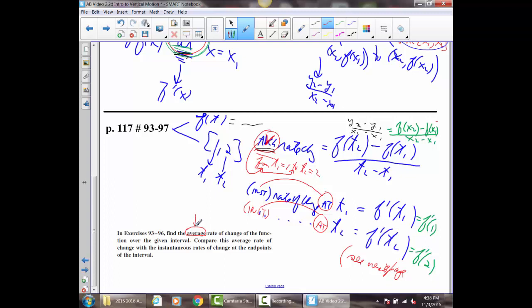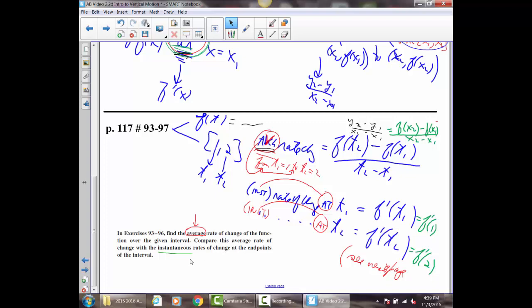The other reason it makes it an average rate of change, it's going to say find the average rate of change of the function over the given interval, and they're going to give you an interval. Then, as a separate question, compare this average rate of change with the instantaneous rate of change. And remember, if it's instantaneous, they don't need to use the word. They could have just said the rates of change. This is confusing, and I hate this question because of the way it's worded. You're going to find the average rate of change, which is just the slope between the 2 points. And then you're going to compare that to the instantaneous rates of change at the endpoints.